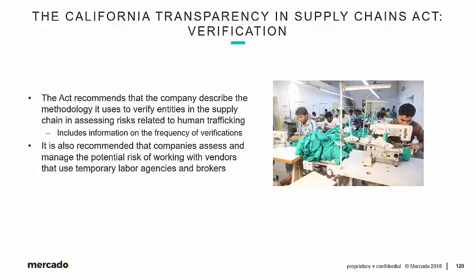It is also recommended that companies assess and manage the potential risk of working with vendors that use temporary labor agencies and brokers. This is very clever on the part of the Transparency Act because overseas suppliers, just like companies in the U.S., can use temp labor, can use labor agencies and brokers, and distance themselves from some of these labor-related violations. It's only a recommendation in the Act. Truly conscientious importers should make this a requirement.